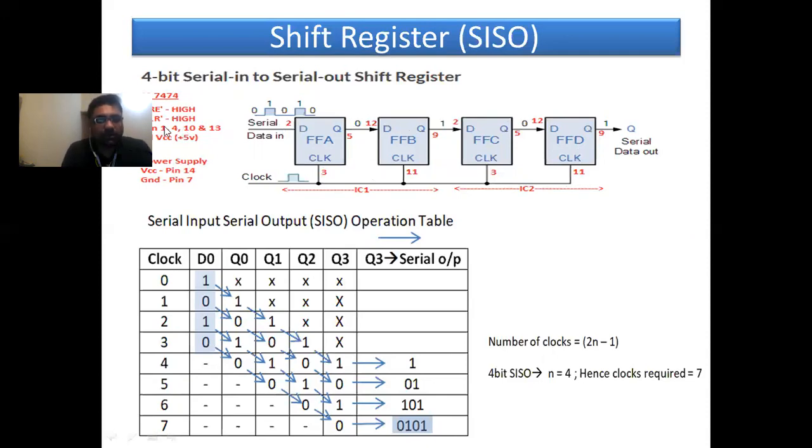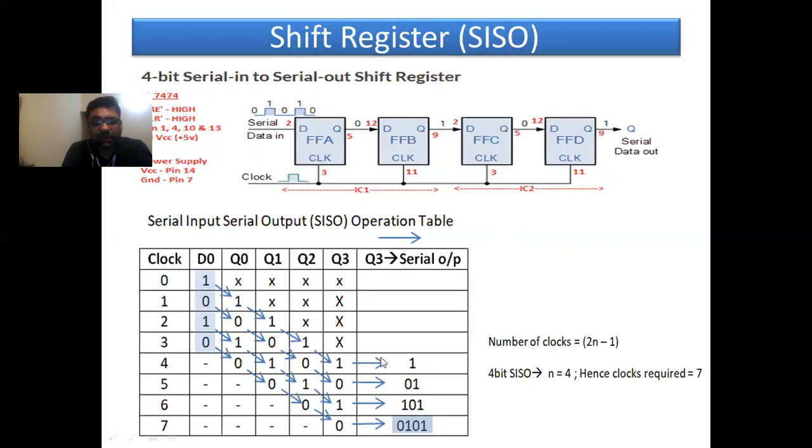So you see, this is the operation of the shift register. That means the serial input is given to D0, the first D input. Whatever input you are giving, the same thing will be shifted. So Q0, Q1, Q2, Q3. It is shifting, and finally the output will always be taken out from Q3.